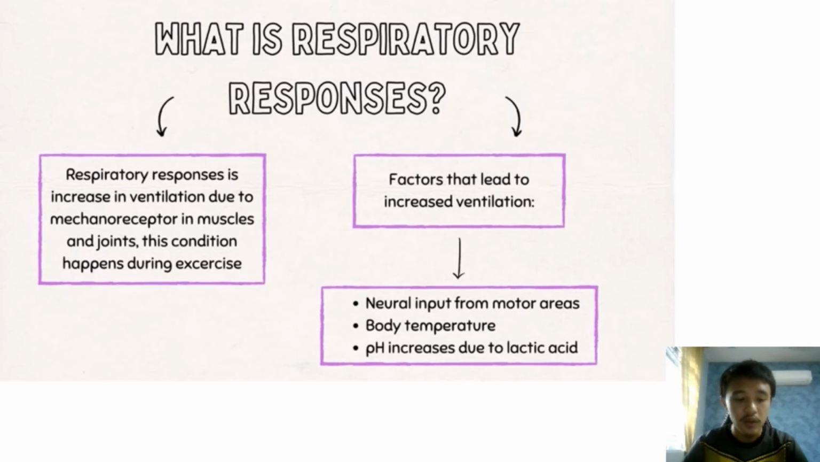Next, at low intensity, an increase in tidal volume will occur. So next are factors that lead to an increase in ventilation. The factors are neural input from motor areas, body temperature, and also pH changes due to lactic acid.